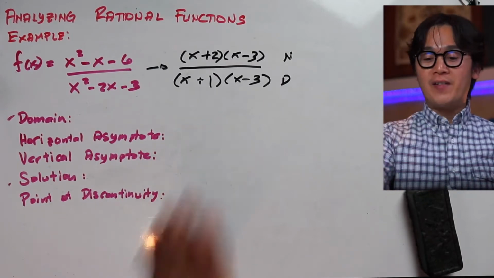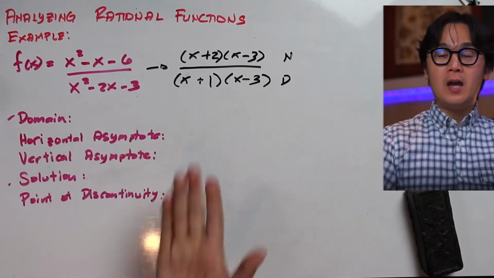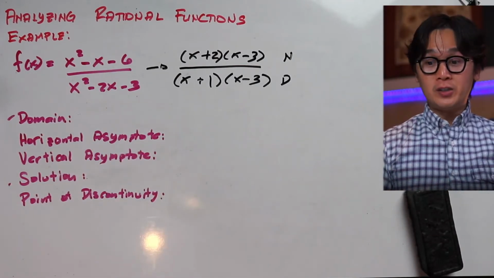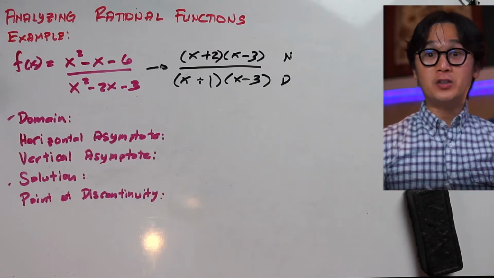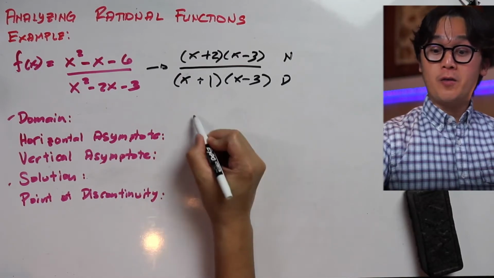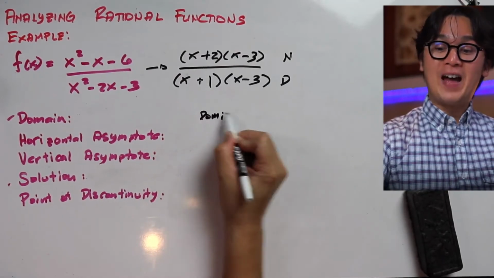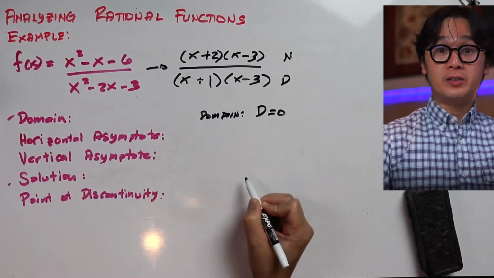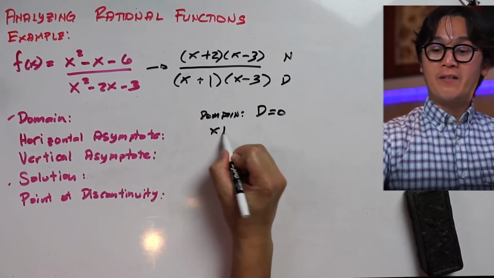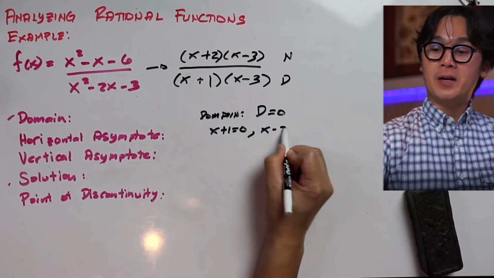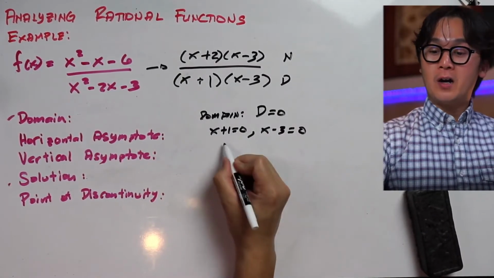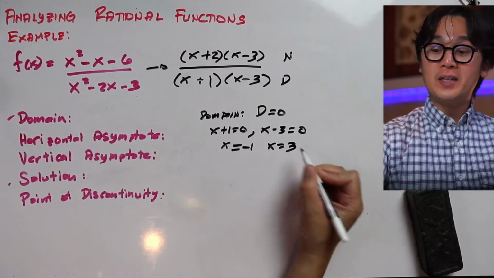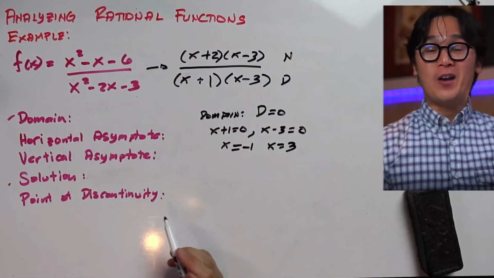And now that we have the factored form of our rational function, we can now find the domain, solution, and so on by first working on the zeros of the denominator. So the domain can be found by setting the denominator equal to 0, and by doing so, we'll have x plus 1 equal to 0 and x minus 3 equal to 0, and we know that x is equal to negative 1 and x is equal to positive 3.